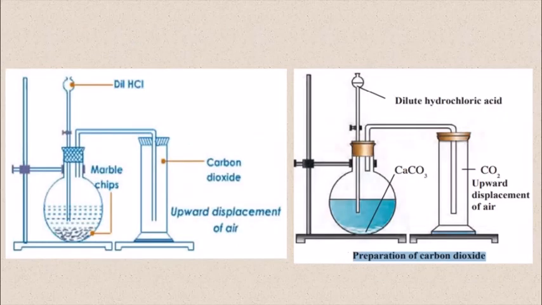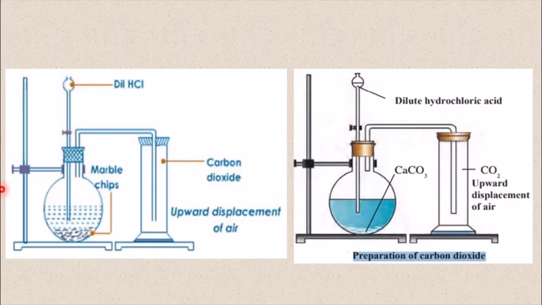Now, if we have to prepare carbon dioxide in the laboratory, for that we need a stand, we need a round bottom flask. Now, there are two types of flask. The one which is round, that is called a round bottom flask. Then we need a thistle funnel. So here you can see this funnel, this is called a thistle funnel.